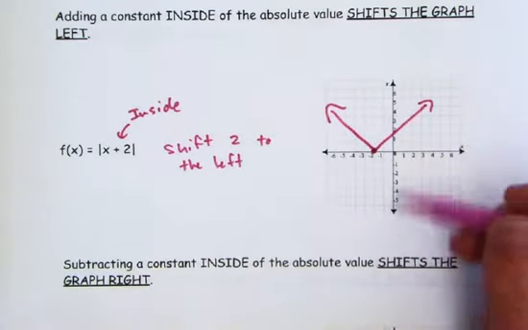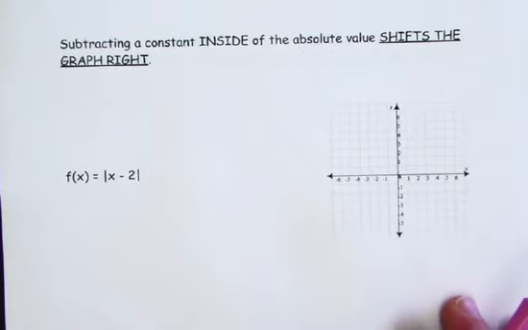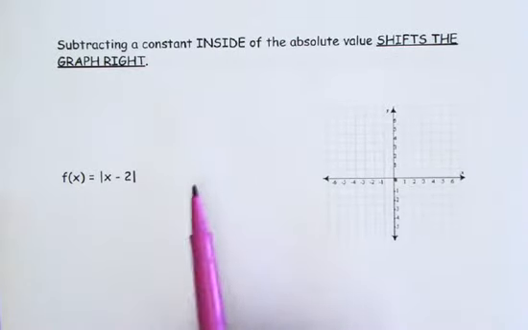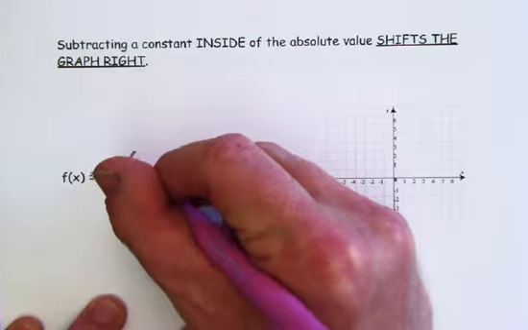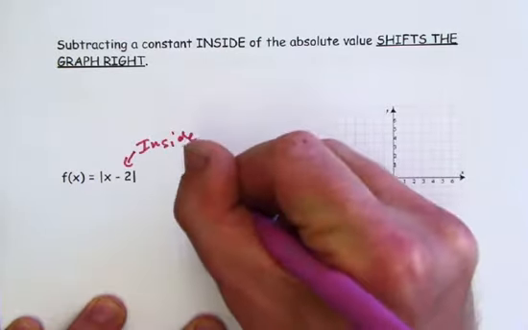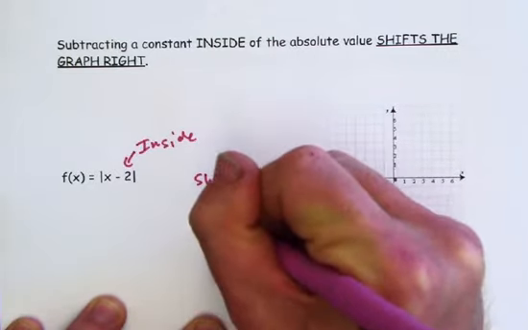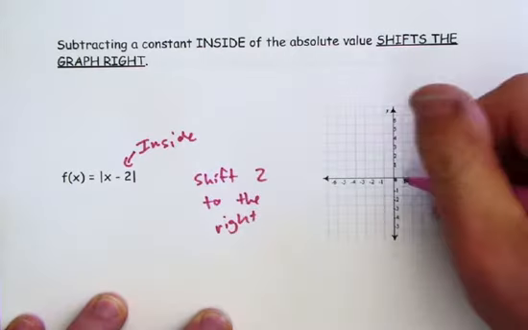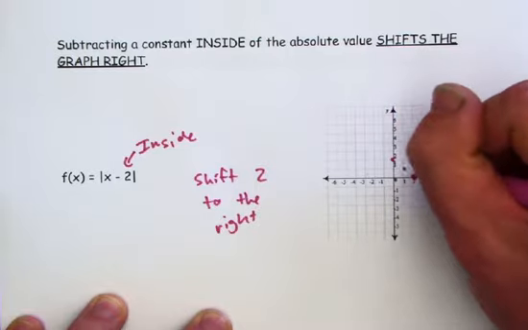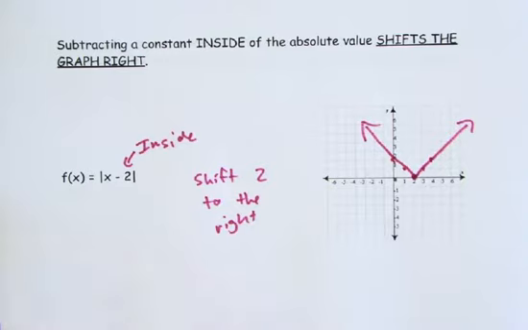Outside shifts it up and down. As you're probably going to guess, inside shifts it left or right. So if we have a negative constant added in, so a subtraction, then it's going to shift it to the right. So here we have inside the absolute value. Okay, so it's going to shift 2 units to the right. Okay, so we're going 2 over. And we get a v that looks like that.